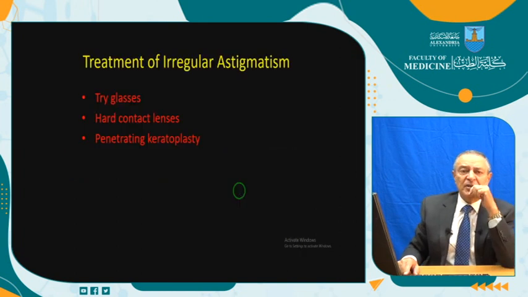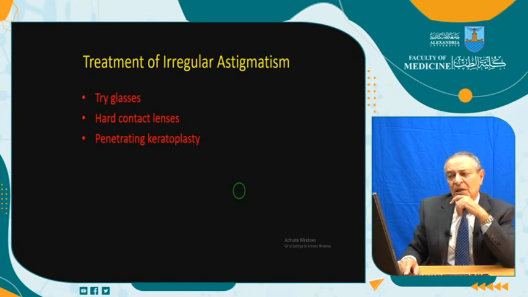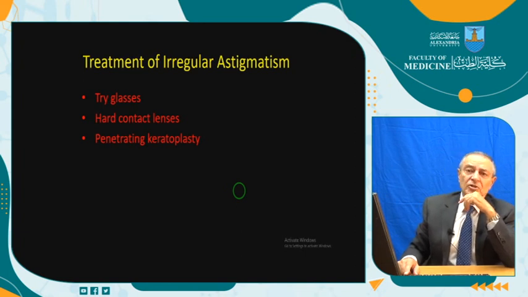Treatment of irregular astigmatism is the treatment of the cause. You can try glasses, sometimes it's very difficult, and hard contact lens can play a role here, and penetrating keratoplasty or other types of keratoplasty. Yes, you have to treat the cause.